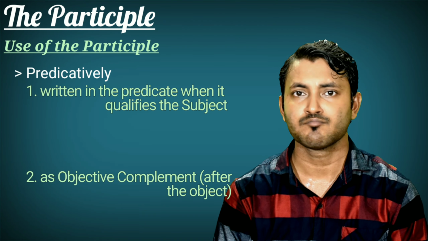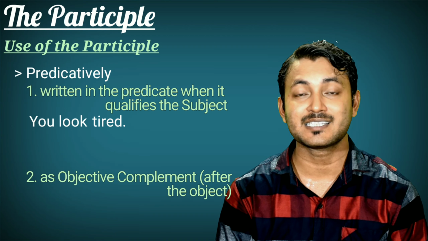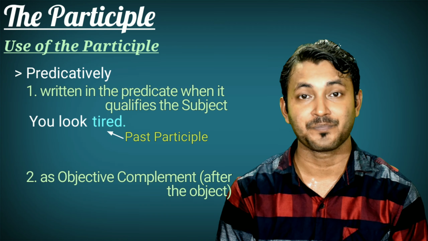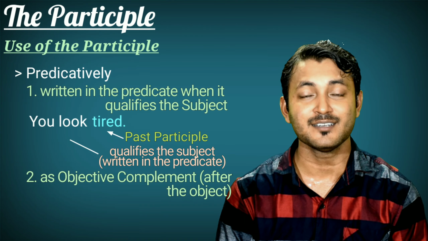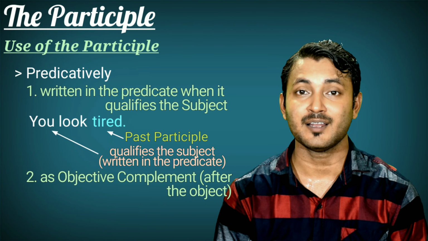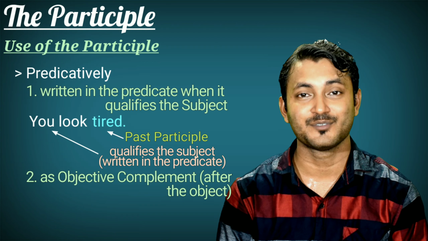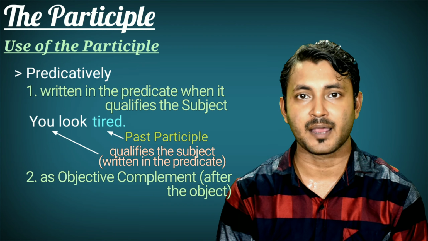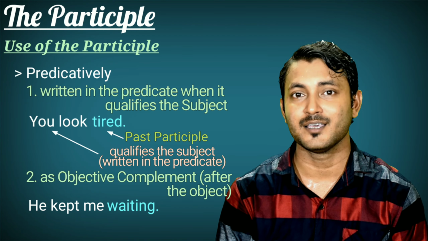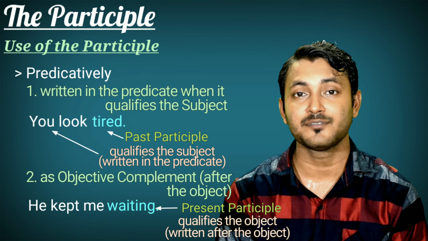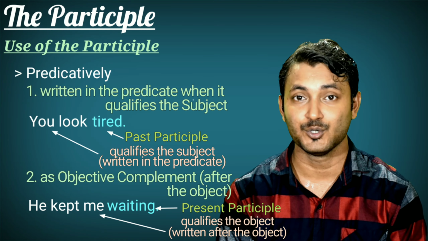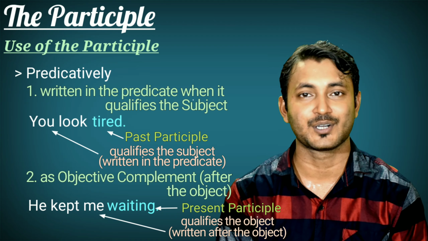Like in the sentence, you look tired. In this sentence, the word tired is a past participle. It qualifies the subject of this sentence, you, but it is not written before that. It is written after that as part of the predicate. In the same manner, if I say, he kept me waiting, here waiting is a present participle that is qualifying the object me, and it is written after that. It is used as an objective complement.